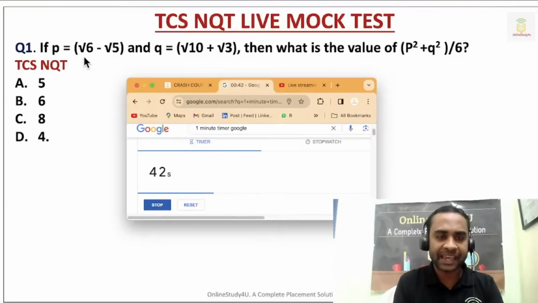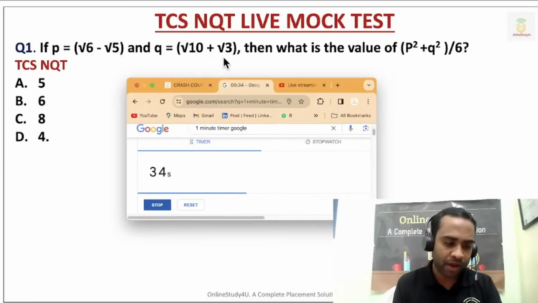If P is equal to square root of 6 minus square root of 5, and Q is equal to square root of 10 plus square root of 3, then what is the value of (P square plus Q square) divided by 6? Okay, let me know your answers. This has been asked in the TCS NQT examination, as you can see here, right?